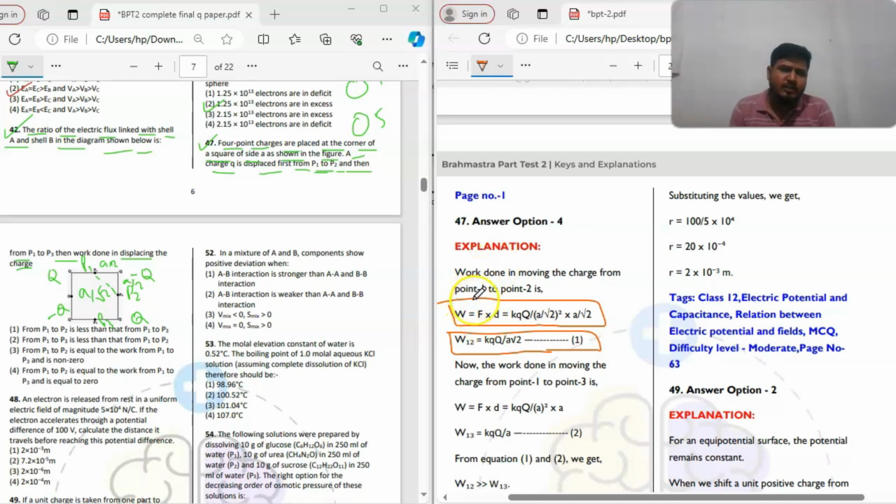Okay. So this is the work done from point 1 to point 2. Now the charge is taken from where? From P1 to P3. So here from P1 to P3. So what is the displacement at this time? The displacement will be A.